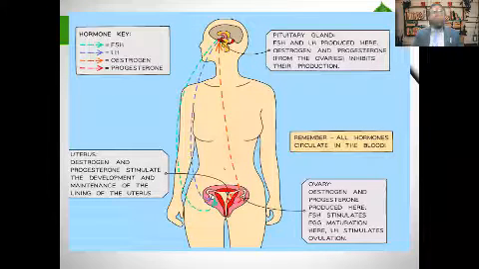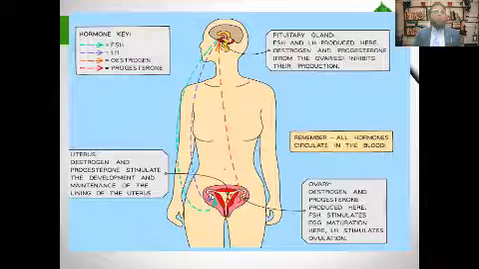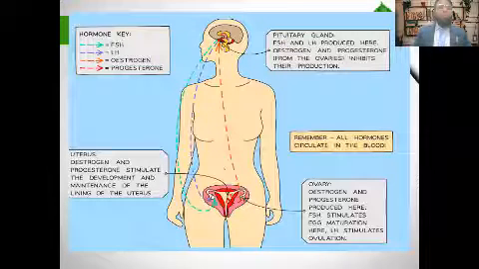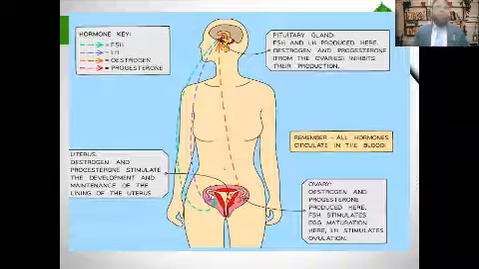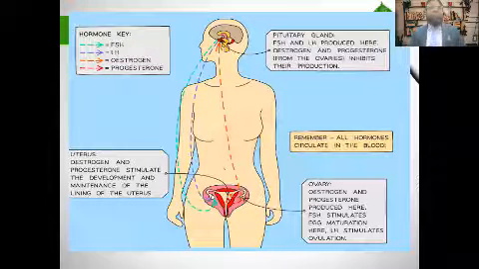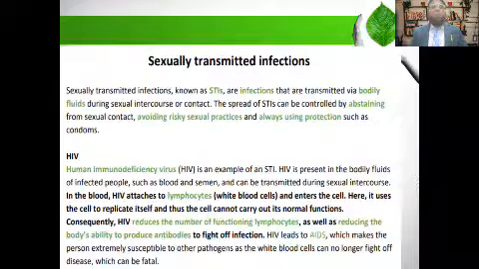And another thing, in the uterus, estrogen and progesterone stimulate the development and the maintenance of the lining of the uterus. So these hormones, estrogen and progesterone, stimulate the development and maintenance of the lining of the uterus wall. Now, I think the last topic is there.